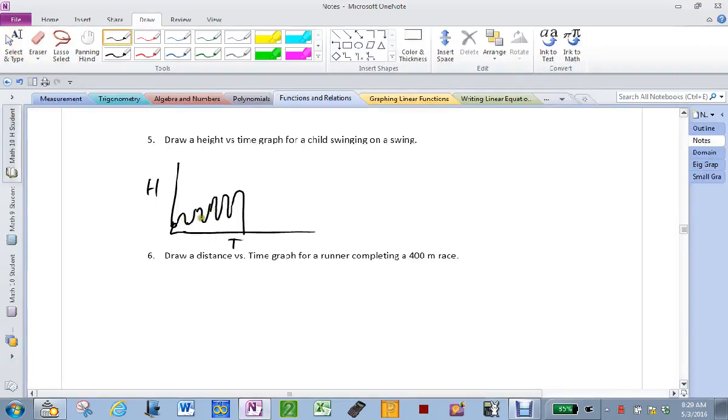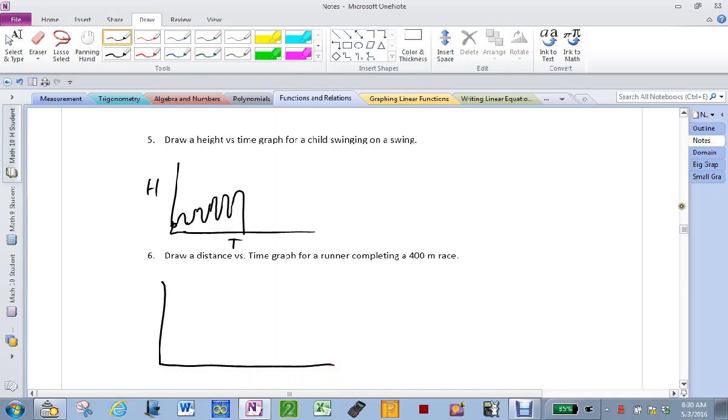All right, height, got to get steeper, got to get closer together. Excuse me. Everybody good? All right, next. What's the key word in these instructions? Draw. No. Distance. Distance versus time.